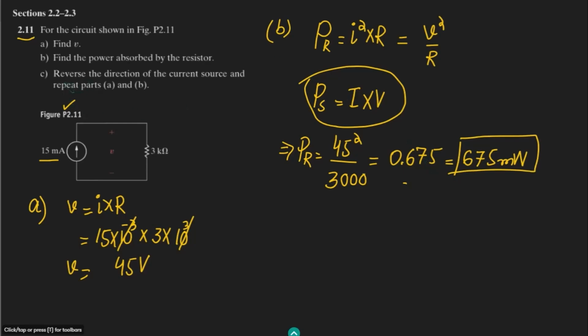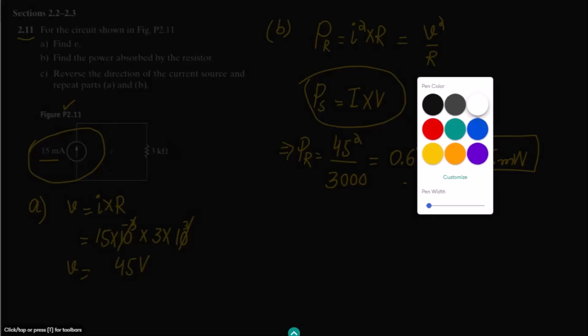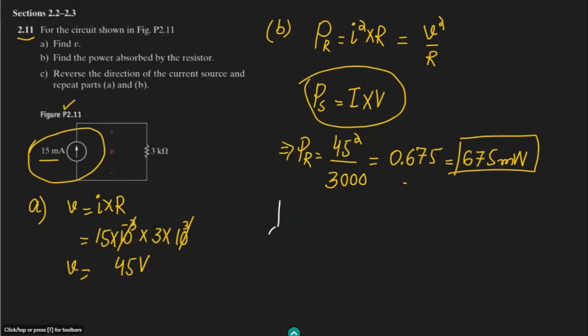In part C, it is given that we reverse the direction of the current source and repeat part A and part B. So here this is the current source and we have to reverse it. Let me redraw it. This is the source, this is the resistor, and the polarity should remain the same. This is V, this is 3 kilo ohm, while it is given that we have to change the direction of this current. So this is 15 milliamps.